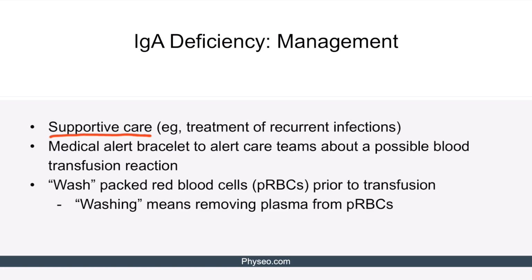Otherwise, if diagnosed with selective IgA deficiency, patients are strongly encouraged to carry a medical alert bracelet to alert care teams about possible blood transfusion reaction. If a blood transfusion is absolutely necessary, clinicians should wash packed red blood cells prior to a transfusion. The term washing means removing plasma from packed red blood cells, and plasma is the component that contains proteins and immunoglobulins like IgA. Hence, washing packed red blood cells would clear them from any IgA, which would substantially decrease the risk of an anaphylactic reaction to a blood transfusion.